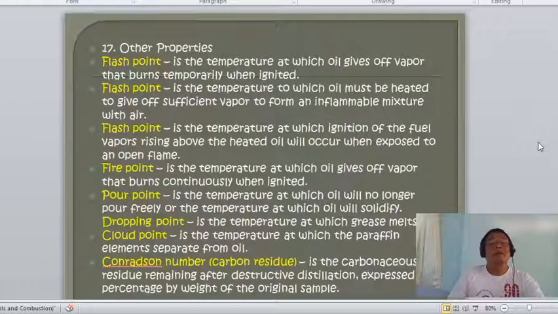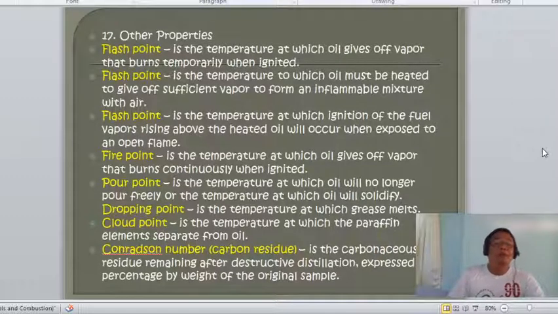Now, we have the properties of oil. One is flash point. What is flash point? The temperature at which oil gives off vapor that burns temporarily when ignited. When ignited, the vapor will temporarily burn.